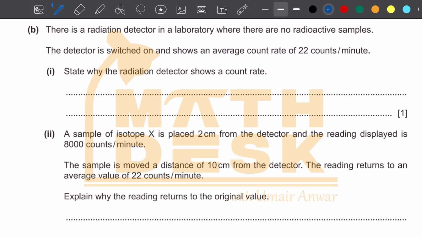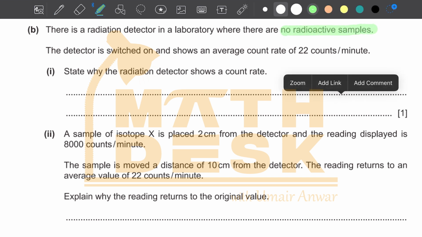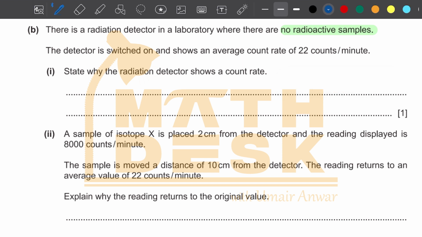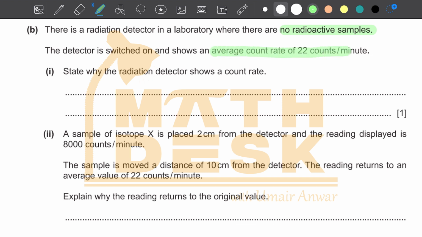no radioactive samples. Since there are no radioactive samples, no active source of radiation is present there. The detector is switched on and shows an average count rate of 22 counts per minute. Still, the detector is showing some radiation count rate. State why the radiation detector shows a count rate.